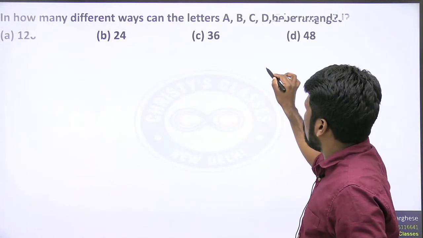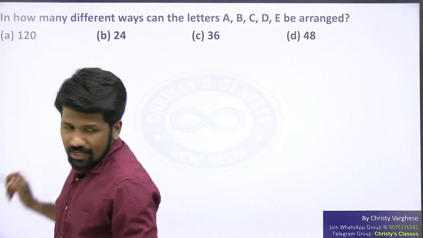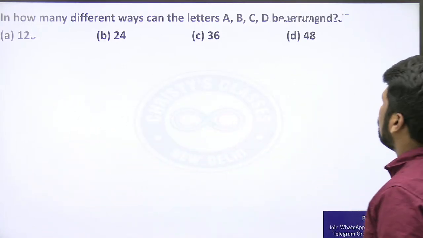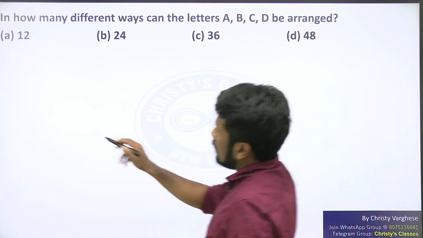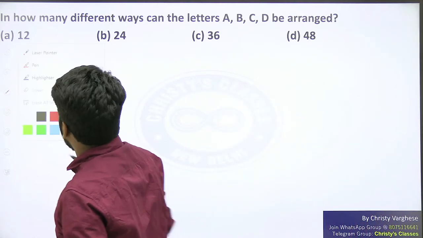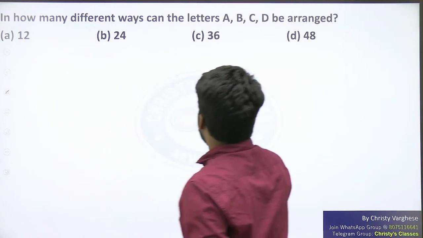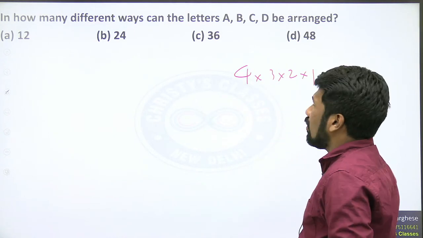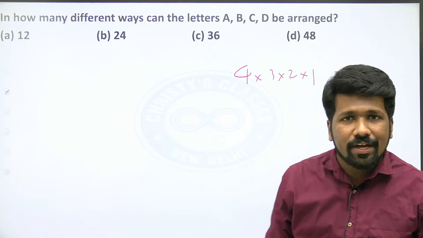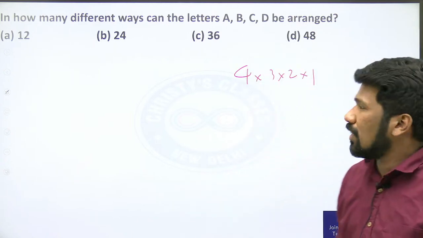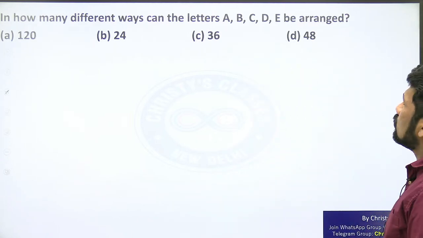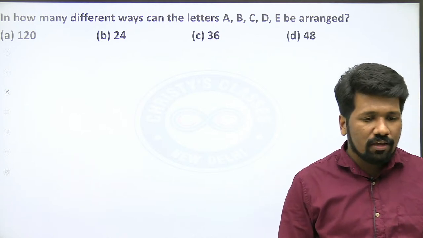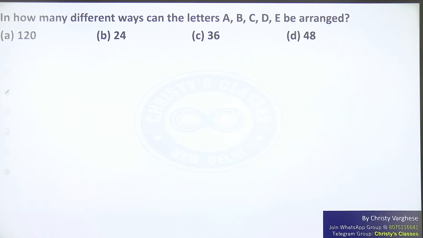And now I think it is very clear why we can use 4 into 3 into 2 into 1 here. Because the first position can be filled in 4 ways, the second position in 3 ways, the third position in 2 ways, and the fourth position in 1 way. So 4 into 3 into 2 into 1. And then you can understand that if n letters are there, n factorial ways you can rearrange. So super fast, tell me what is the answer for this: A, B, C, D, E. What will be the answer, all of you?